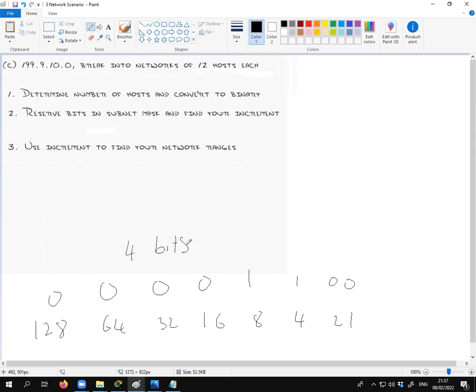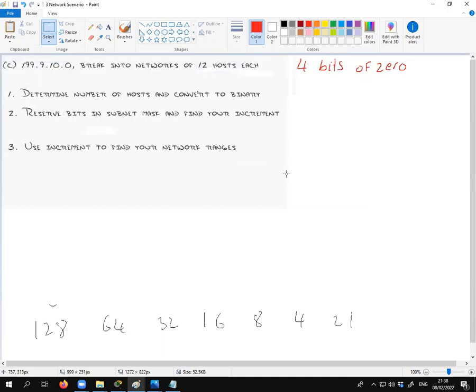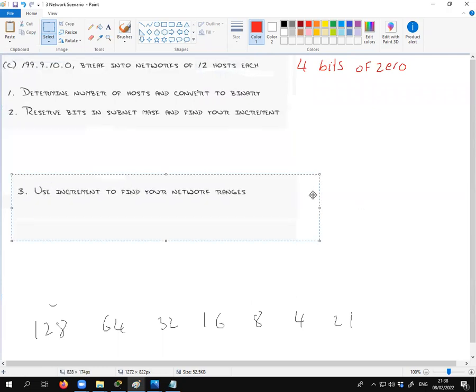Is that okay, yeah? So we're looking for 12 hosts. Hosts are your zeros. So we need 4 bits of zeros in our new subnet mask. Is that okay? Yeah. Cool. 4 bits of zeros. All right. So step 2, reserve the bits, there's the 4 bits of the subnet mask, and find the increment.